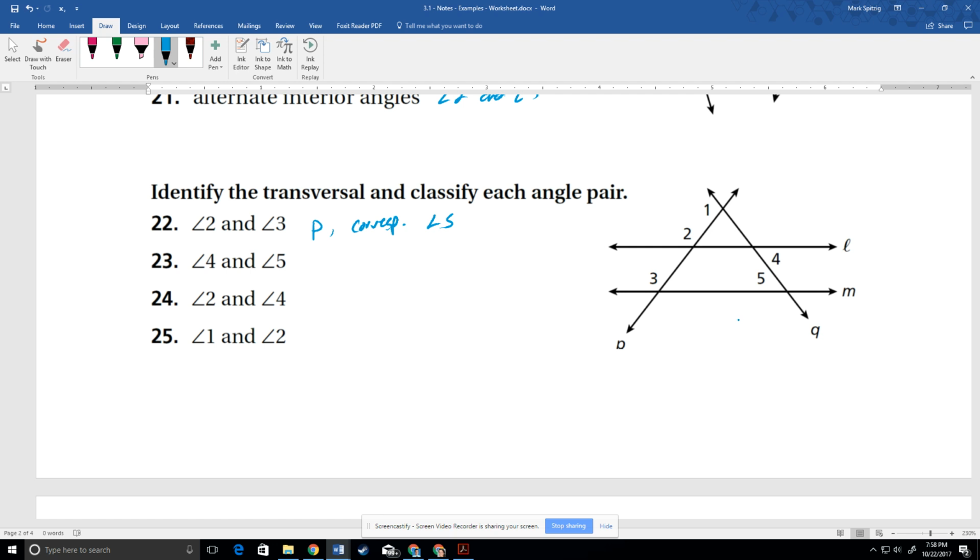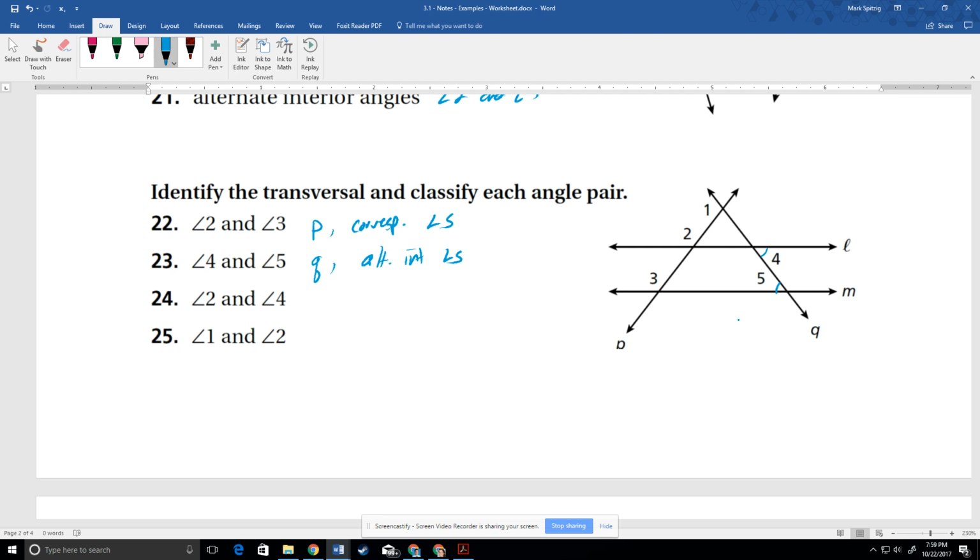Angle 4 and angle 5. So we have angle 4, which is here, and angle 5, which is here. The transversal in this case would be Q. That's the line that they're both on, those angles. And they're alternate interior angles. They're on the interior and they're on alternate sides of the line.